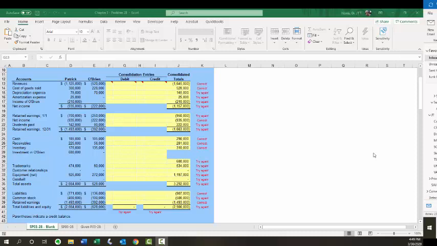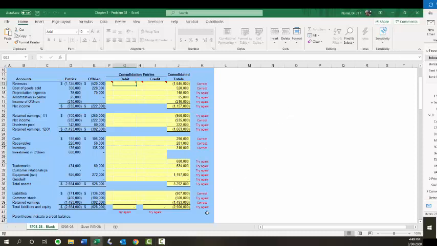So it's asking us to do this at the end of the first year. They give us financial statements, which is what is presented here. Okay, so the first thing we need to do is calculate goodwill.